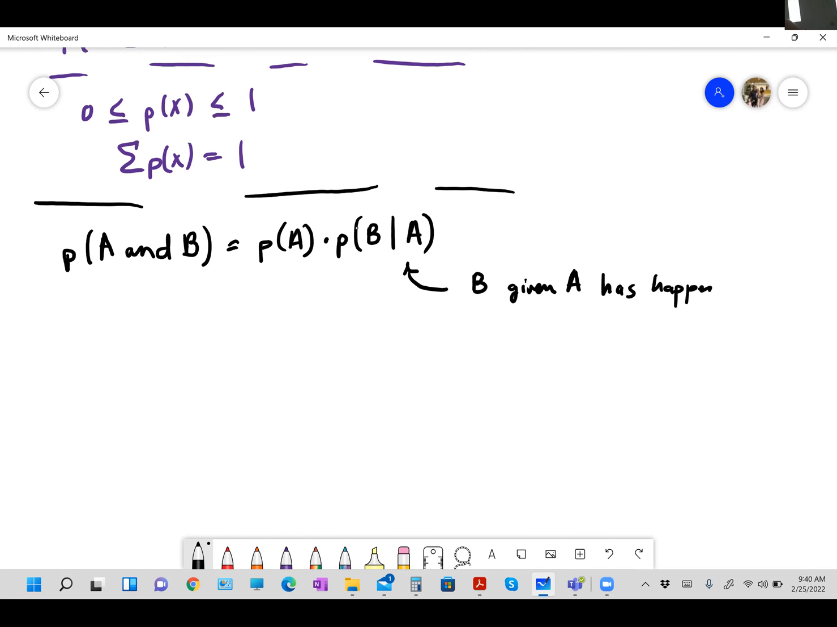This is called a conditional probability. So what is a conditional probability? Now I'm going to talk about this very simply from the cards perspective. All right, so let's just focus on conditional probability.